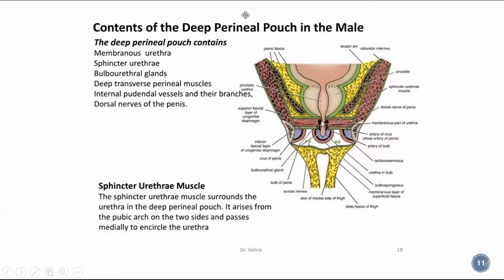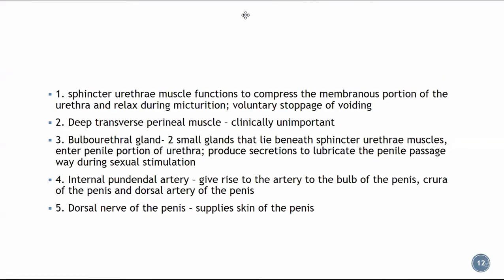We have the sphincter urethrae muscle, which is the muscle that surrounds the urethra in the deep perineal pouch. It arises from the pubic arch on both sides and passes medially to encircle the urethra. The sphincter urethrae muscle functions to compress the membranous portion of the urethra, and it relaxes during micturition when you void. So when you are trying to hold your urine, this is actually what you compress. This is the muscle you use, the sphincter urethrae. Next is the deep transverse perineal muscle, as opposed to the superficial perineal muscle.